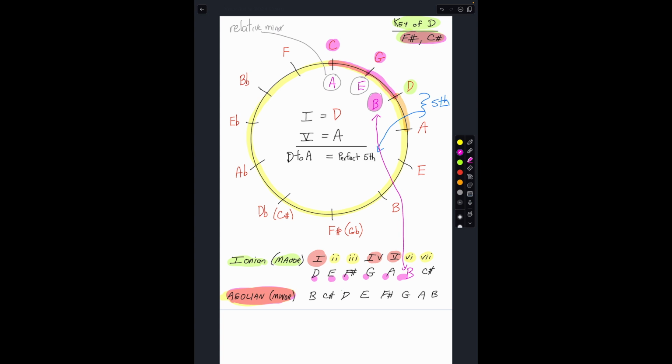And next week for Music Theory Monday number 4, we're going to study the key of A because we're going to move around the wheel in perfect fifth intervals. And we'll get to that when we get to it. So let's go check that out.